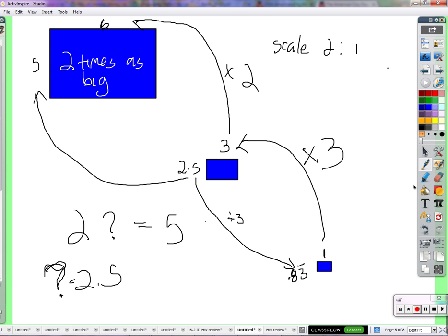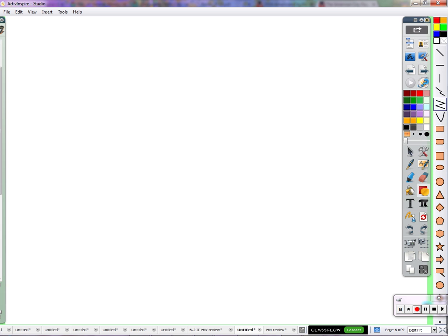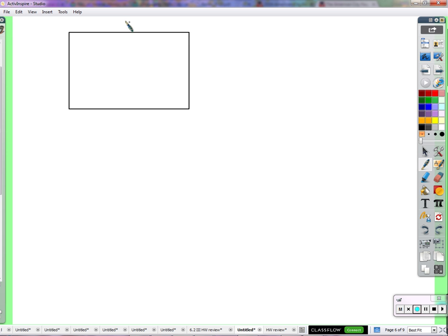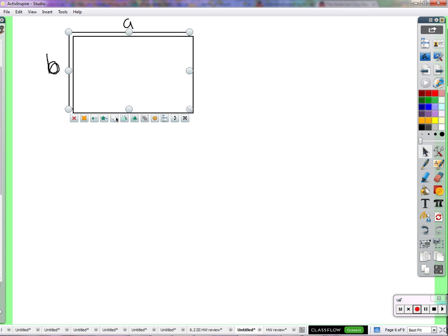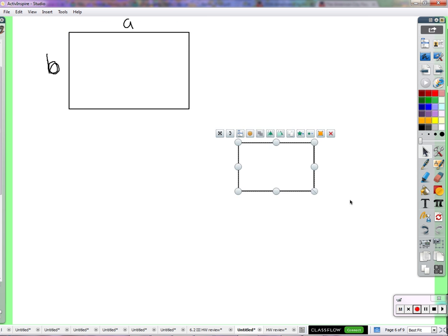Let's write this down a little more formally. Say I have a shape like a rectangle. Say this side is A, this side's B. And I take that rectangle and make a copy of it, shrink it down. Call this side C and this side D. So follow me so far? All we've done is just draw a couple of rectangles and label the sides. So far so good, right? Yeah. Okay.